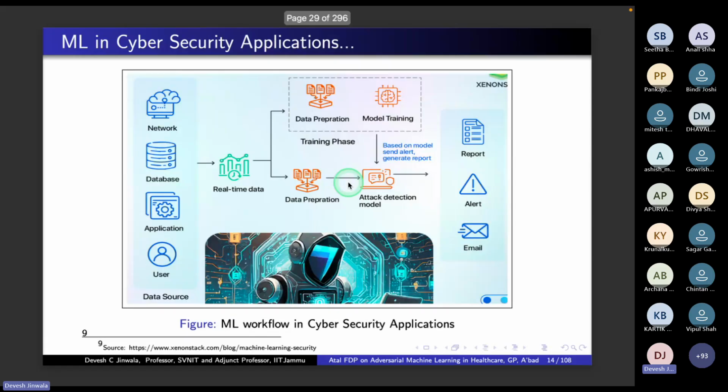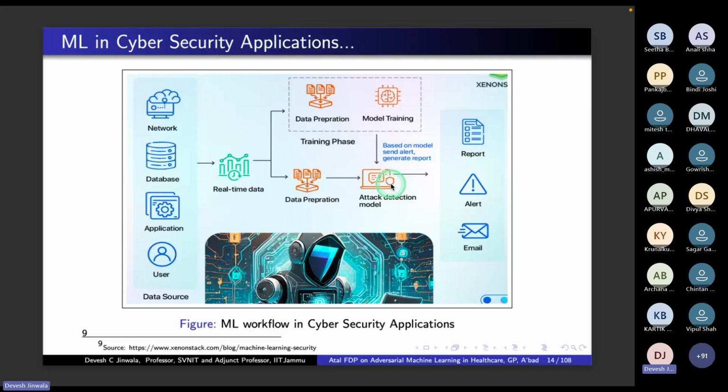So if you look at the machine learning workflow in a typical cybersecurity application, then you would note it is similar to the workflow of a typical machine learning application, where you would be gathering the real-time data. Then, after sanitization and processing of that data, you would use the data for model training. And then based on that model training, you would use that model in order to detect the attacks which could take place. So we have an attack detection model because we are using machine learning for cybersecurity applications.